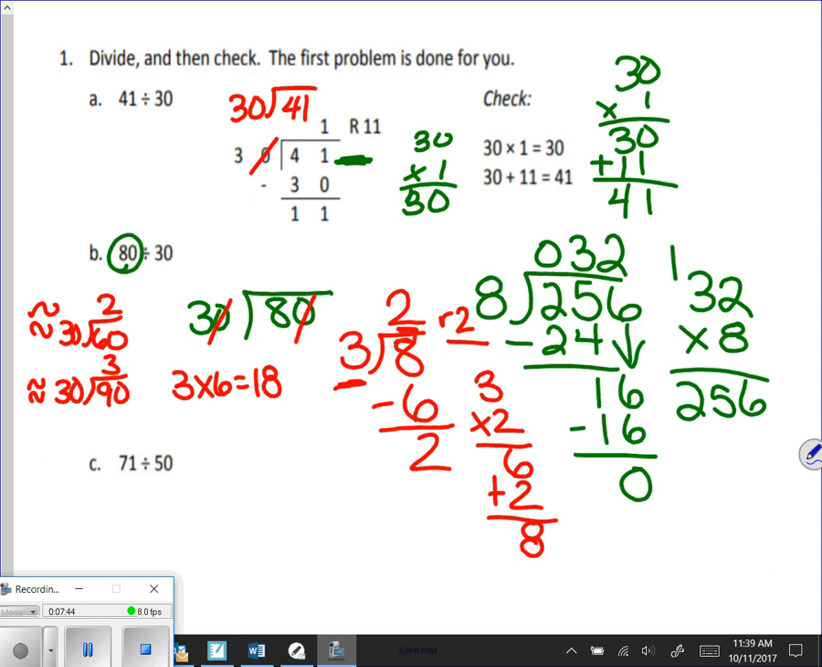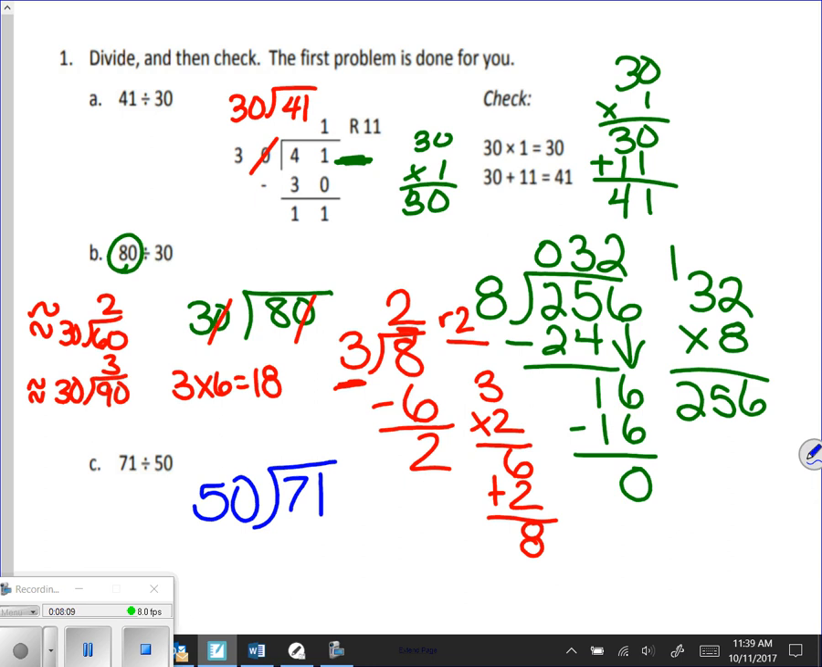So the first thing you're going to do when you write it, what number goes on the outside? 50. So then 71 goes on the inside. Can you take the 0 off? No. Because there's no 0 on the inside.